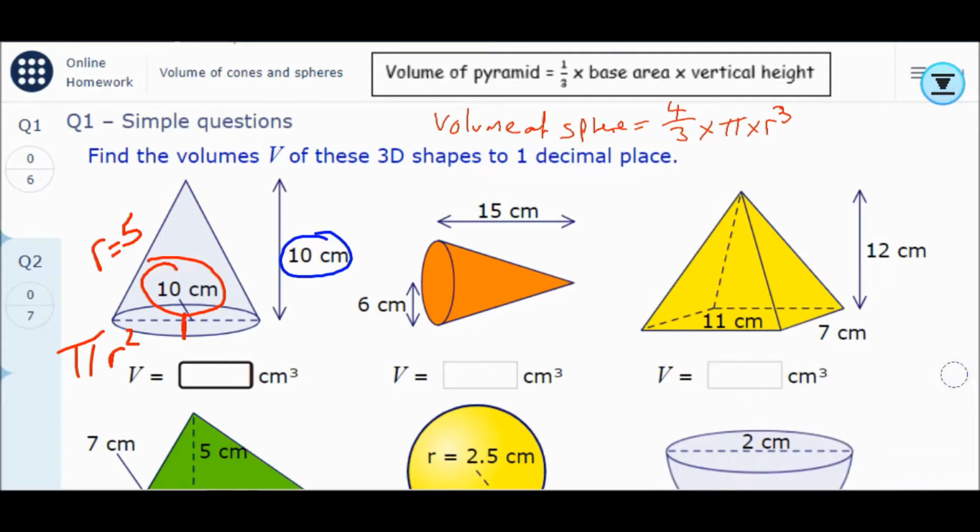What I'm going to look to do now is work out the radius and the height on each of these that we're going to calculate. So 6 is going to be my radius. We can see that only goes halfway, so I'm happy that's my radius, and 15 is my vertical height. 12 is my vertical height, and to work out the base area for a rectangular or square based pyramid, I'm doing width times length, so this one would be 11 times 7 for the base area.